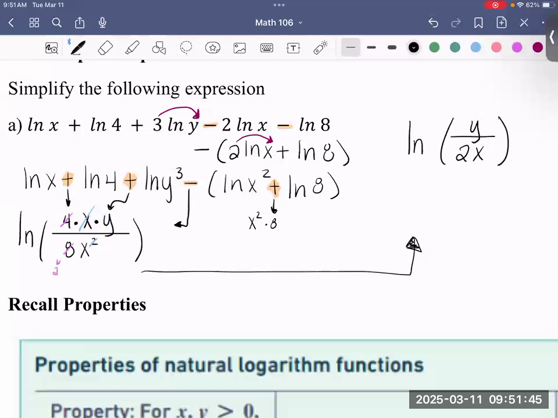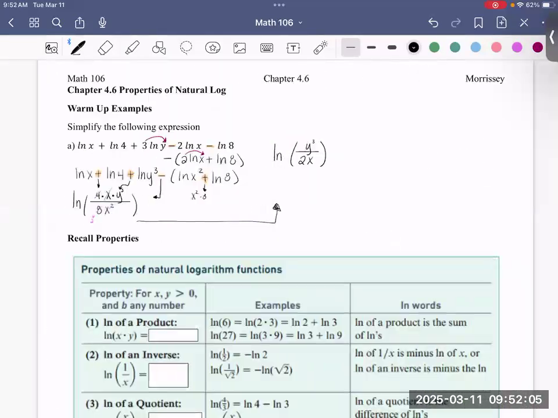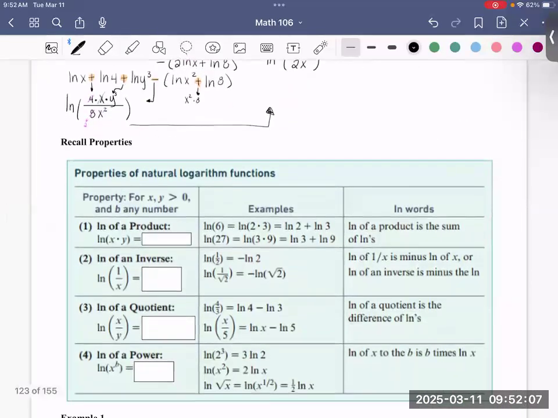Actually this is y cubed, I forgot my cubed here. Now, this is the understanding of your property. If you can go from that expanded form into a condensed form, then understanding that from the condensed form, we can also go ahead and break it apart. So now let's work on those properties down below and see if you can fill in the blanks and correctly identify how to break them apart.